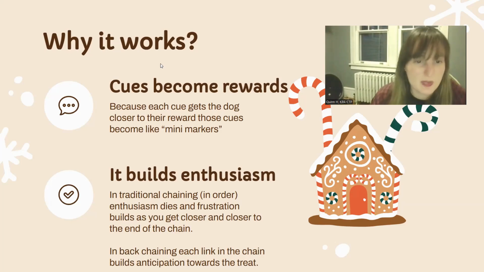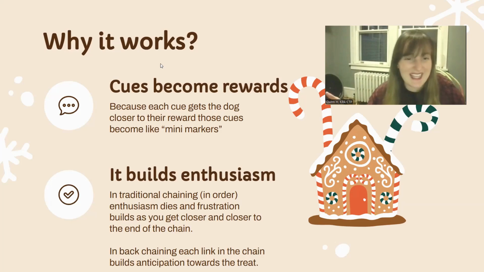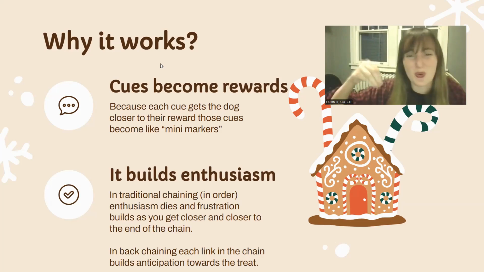And it builds enthusiasm. So in traditional chaining, where we would chain the behaviors in order, enthusiasm dies and frustration builds as you get further and further in your chain. But in back chaining, each link in the chain builds anticipation towards the treat.